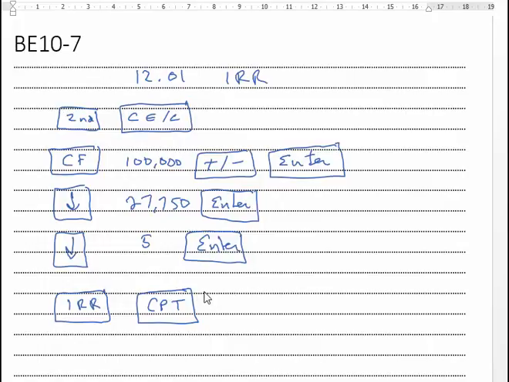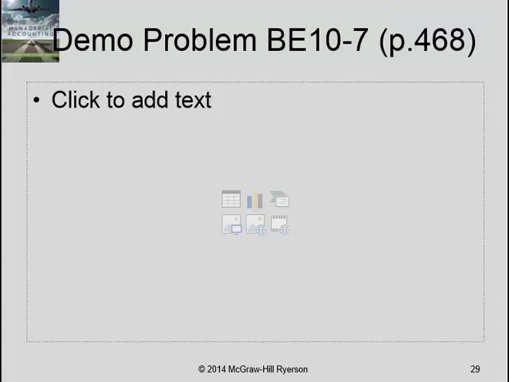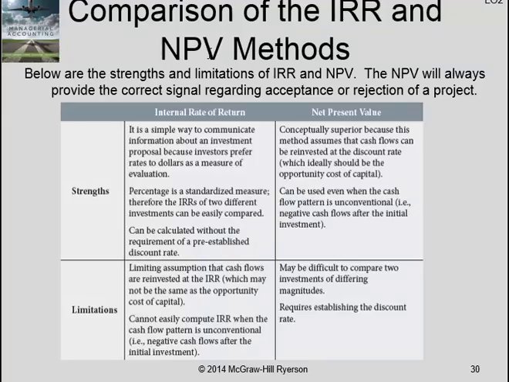So that essentially concludes the exercise, which means we can now discuss quickly a bit of a comparison between the internal rate of return and the net present value methods. You can go through and read this at your leisure.